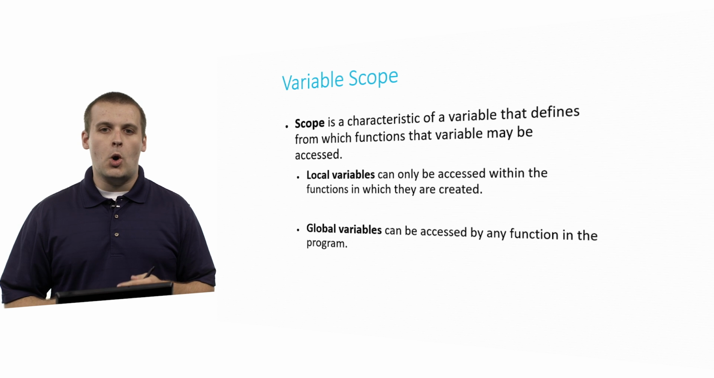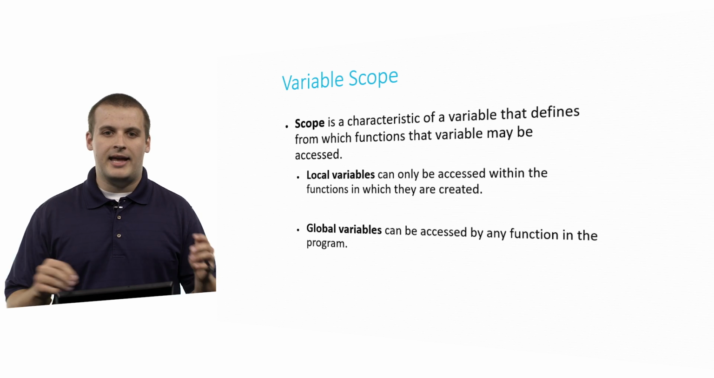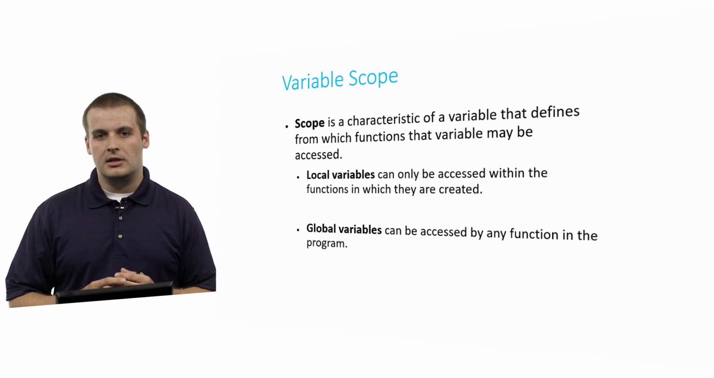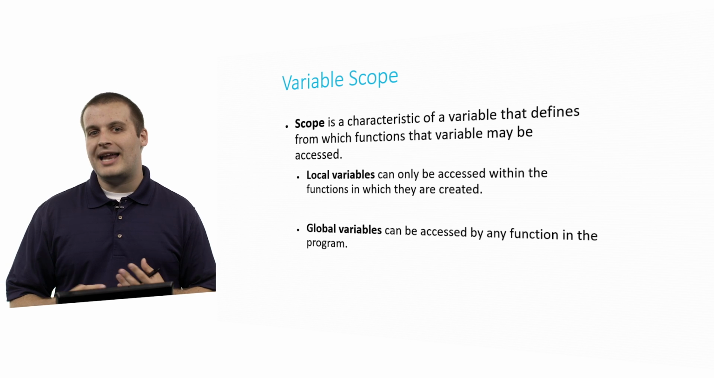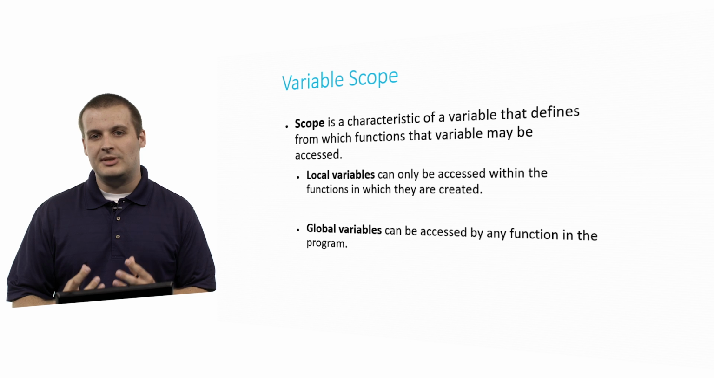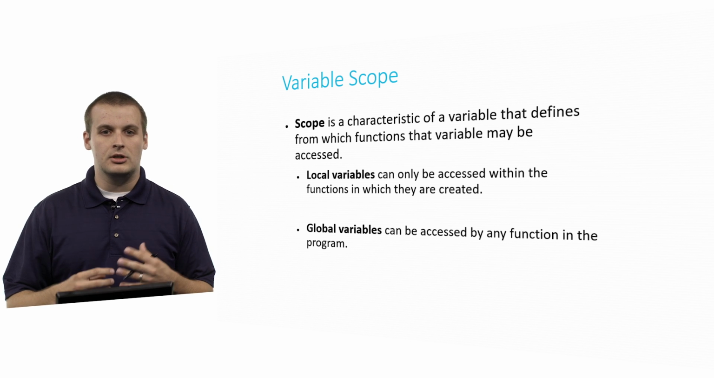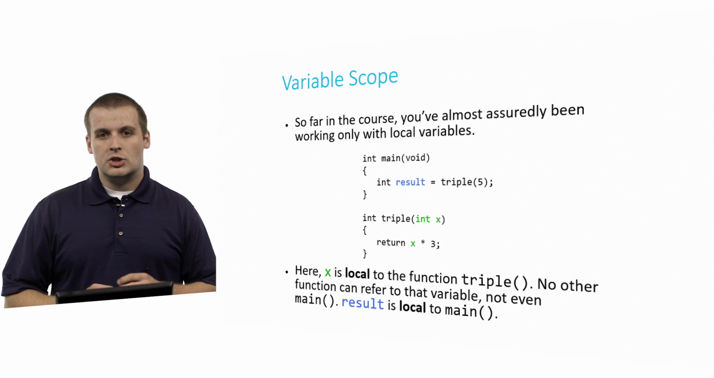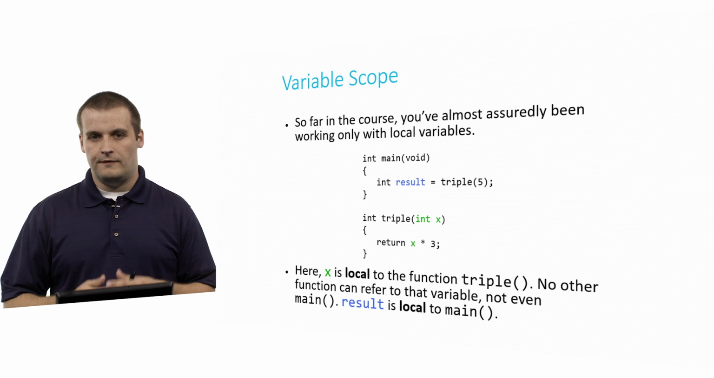Local variables can only be accessed within the functions in which they're created. They can't be accessed by every other function that exists in your program, only the function in which they were created. Global variables, on the other hand, can be accessed by any function in the program, because they're not created inside of any particular function. We declare them outside of all of the functions, which means that every function knows where it is and can access and manipulate it.